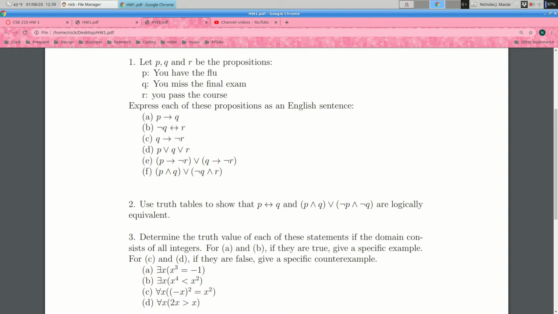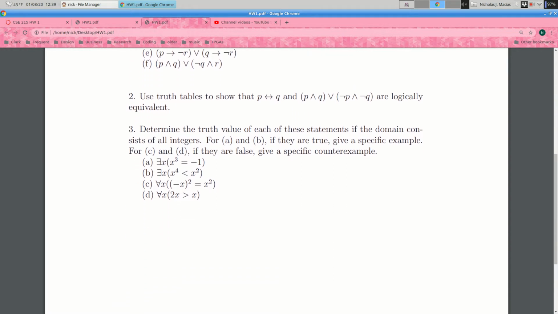Second one, use truth tables to show that P if and only if Q is logically equivalent to that other expression. And we'll do an example of that shortly, where I show you a truth table to show that 2 things are logically equivalent. And then the third one is talking about things that we call quantifiers, and we have to talk about quantifiers still, but I'll ask you to tell me whether each of these statements is true or false, and if the first 2 are true, give me an example. If the second 2 are false, give me a counterexample.